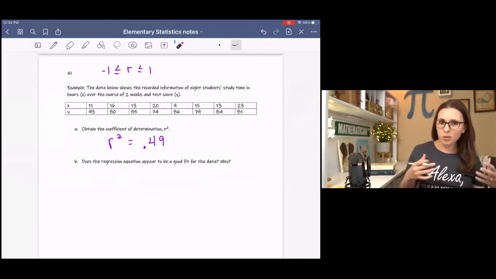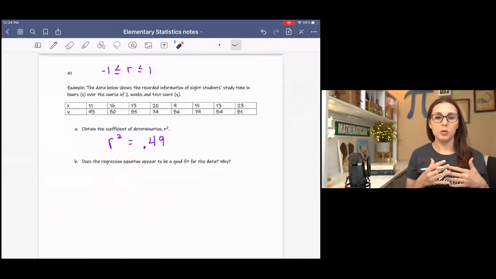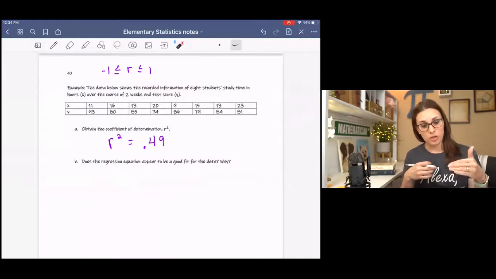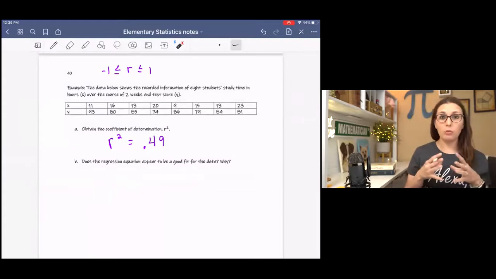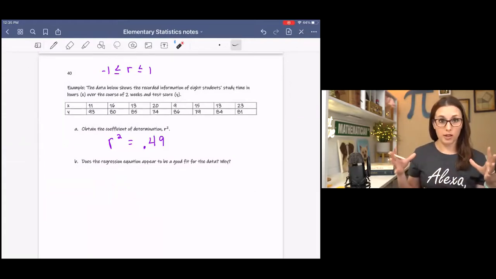That's not a huge deal when we're talking about it, but I just want you to see where that's coming from. r can be negative because it's not squared, and then R squared is always going to be positive, but they'll all be within the range, less than 1.